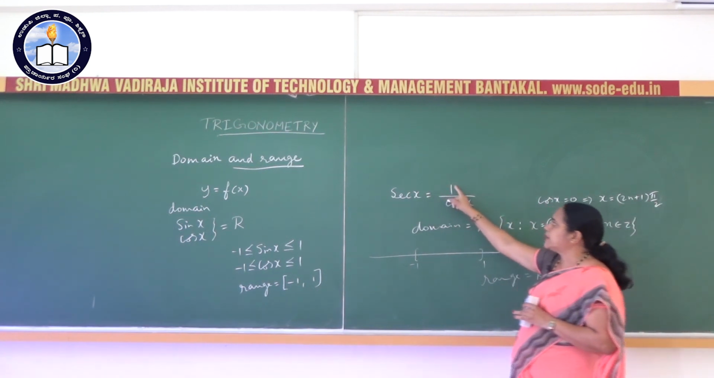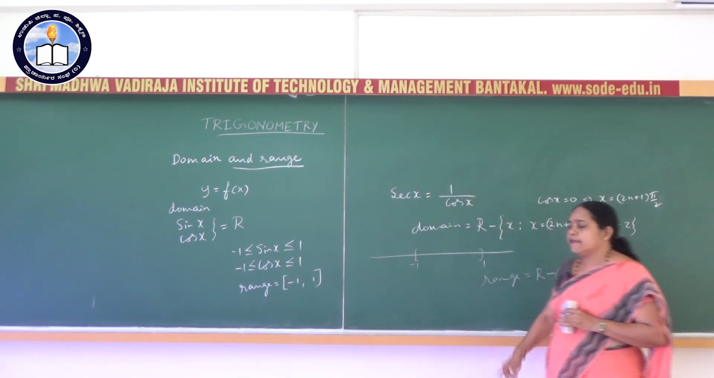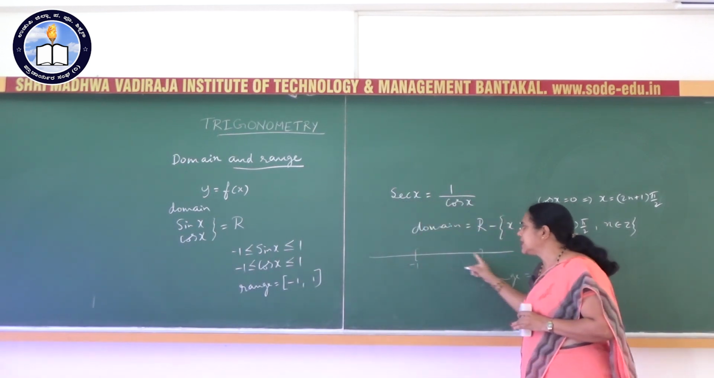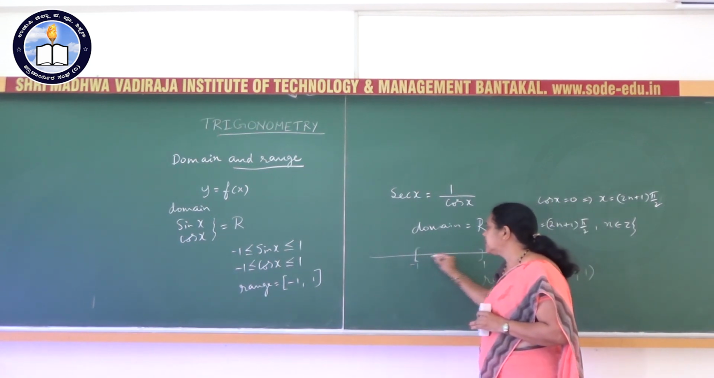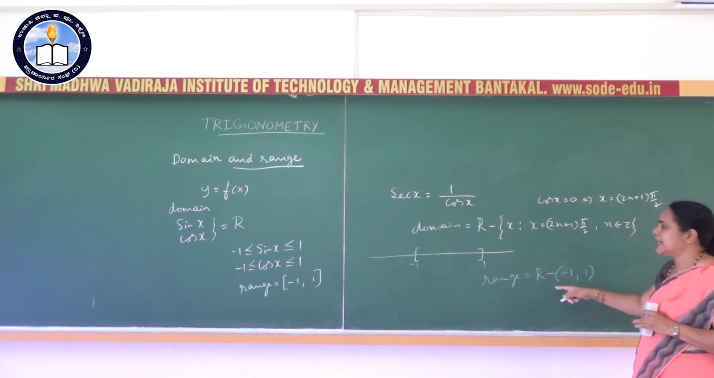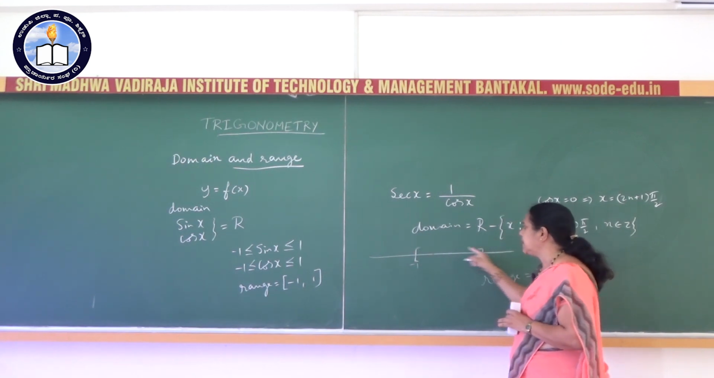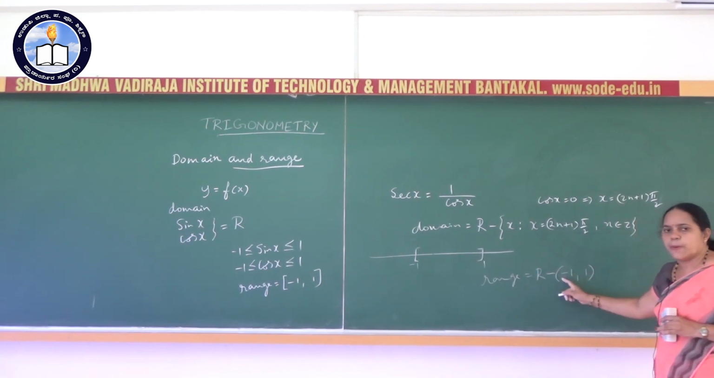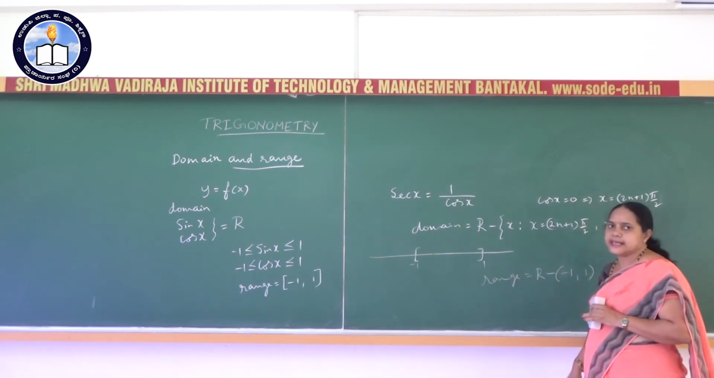Since secant x is equal to 1 by cos x, the reciprocal of cos x, and the range of cos x as well as sin x is the closed interval minus 1, 1, the range of secant x is the set of all real numbers except the real numbers between minus 1 and 1. It is R minus the open interval minus 1 and 1. This is the range of secant x.